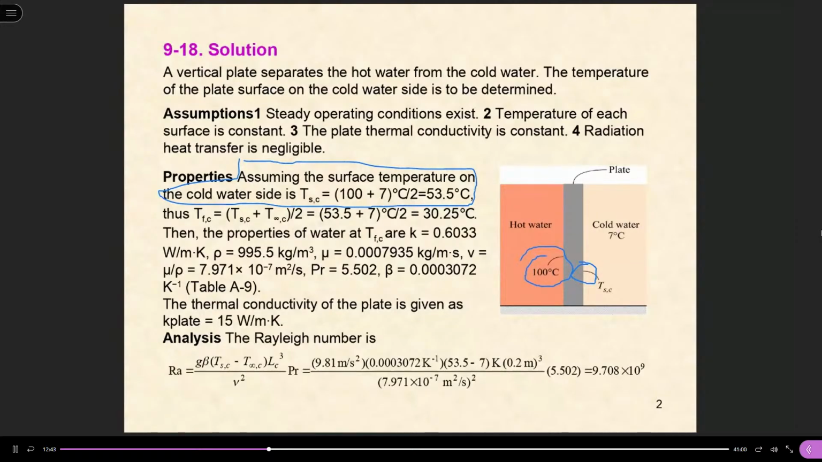Now, the problem is that to find the edge on this side, you must know this temperature first, but we don't know. Therefore, we start this so-called iteration procedure, or so-called try and error procedure.